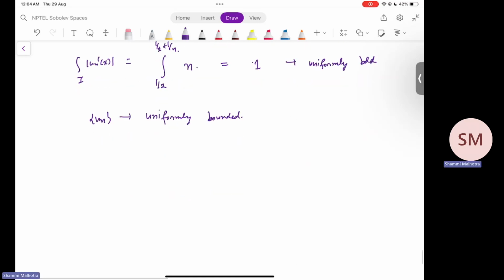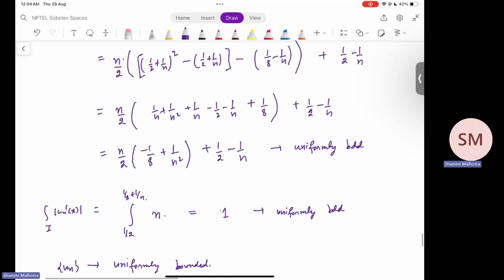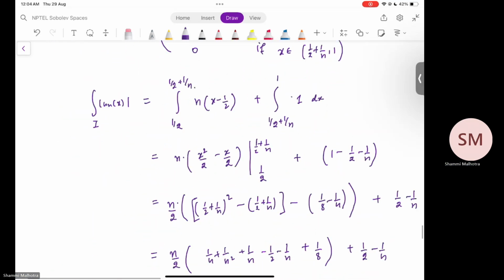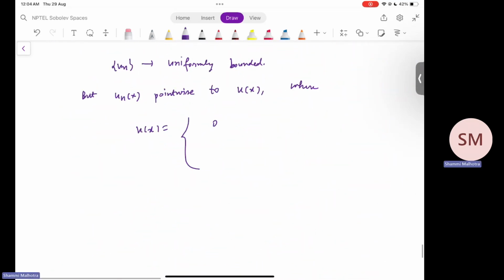But if we evaluate the pointwise limit, u_n(x) converges pointwise to u(x), where u(x) is defined as 0 when x belongs to (0, 1/2), and again 0 when x belongs to (1/2, 1). So it's just, sorry, it goes to 1 only.